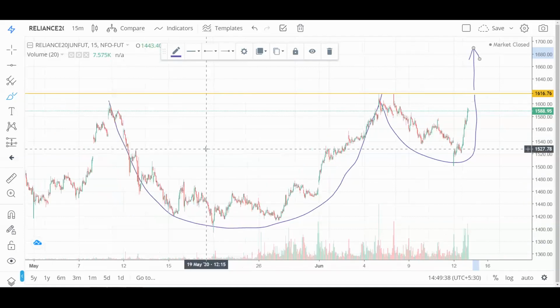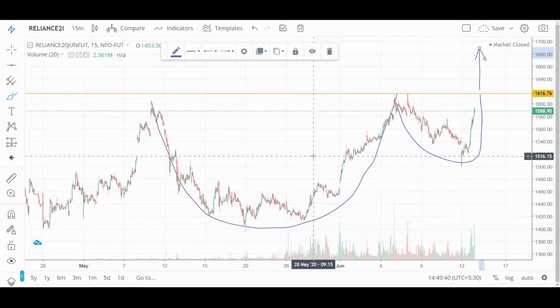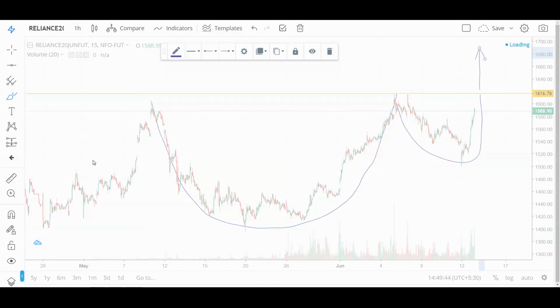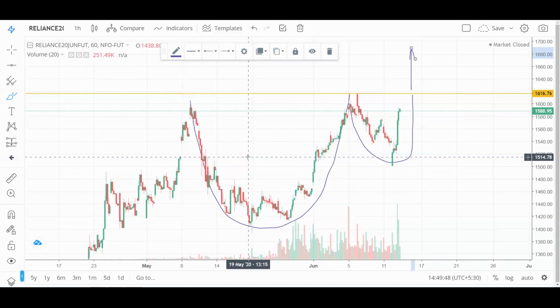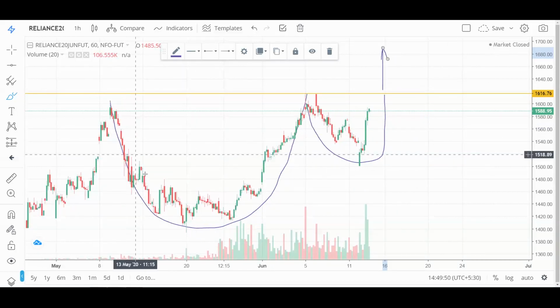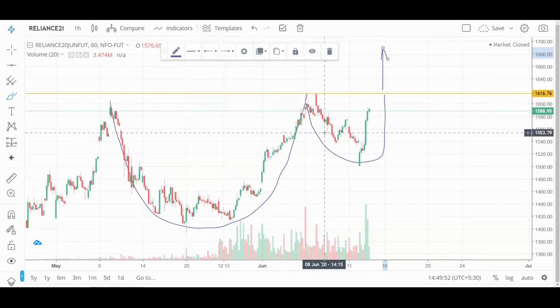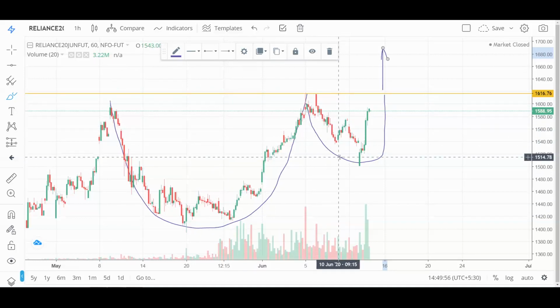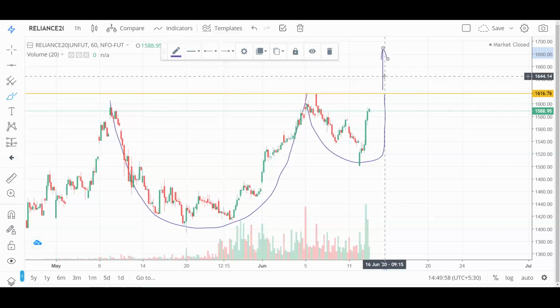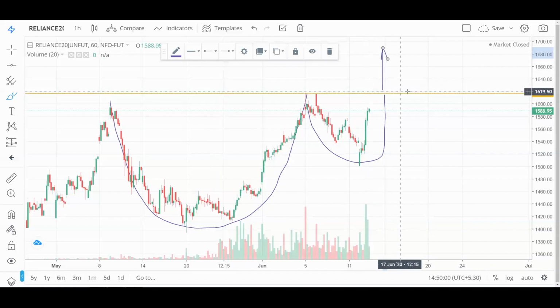So this was the first stock I have chosen. For swing traders, I prefer the 1 hour chart, and for intraday trading, I prefer the 15-minute chart. And you can see the same pattern is formed in the 1 hour chart as well. This one is the cup and the second one is the handle. So once this pattern and the resistance line is broken, you can go for the long side.